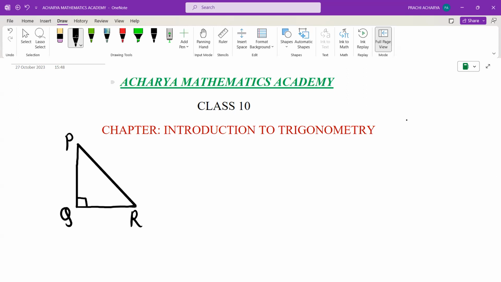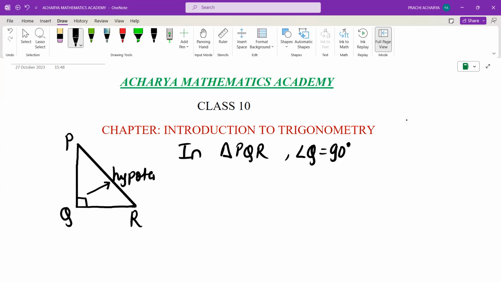So we know what is hypotenuse in a right angle triangle. That is the side opposite to 90 degree. That means in triangle PQR, we have angle Q equal to 90 degree, and hence the opposite side of 90 degree is nothing but PR, that is hypotenuse, right? Therefore, side PR is nothing but our hypotenuse.